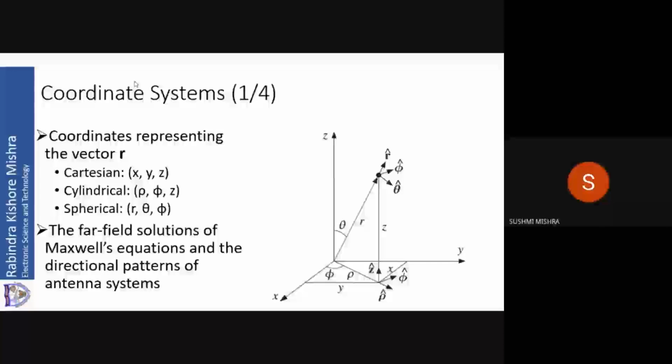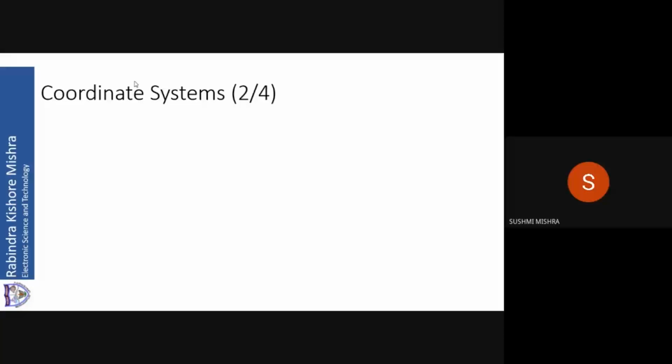Now, keeping this in view, the most appropriate, simplest, and most convenient way of dealing with problems related to far field solutions of Maxwell's equations and directional patterns of antenna systems is the spherical coordinate system. So we will ultimately concentrate on the spherical coordinate system. Right. So before that, let us see the figure that we saw in the previous slide. Let us dissect that figure.